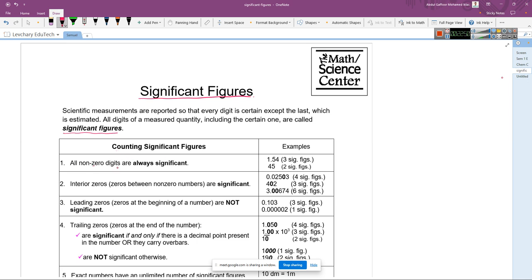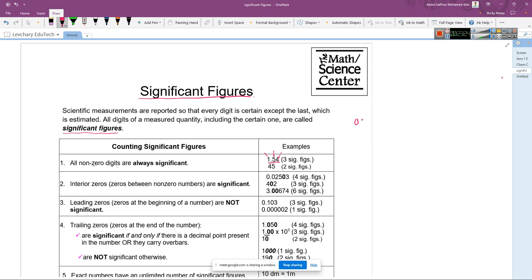Now here we have some examples, right? All non-zero digits are always significant. All non-zero digits mean 1, 2, 3, 4 and other numbers, right? So the counting numbers. Now here you see in this number 1.54, how many non-zero digits do we have? There are 3. 1 is a non-zero digit, 5 is a non-zero digit, and 4 is a non-zero digit.